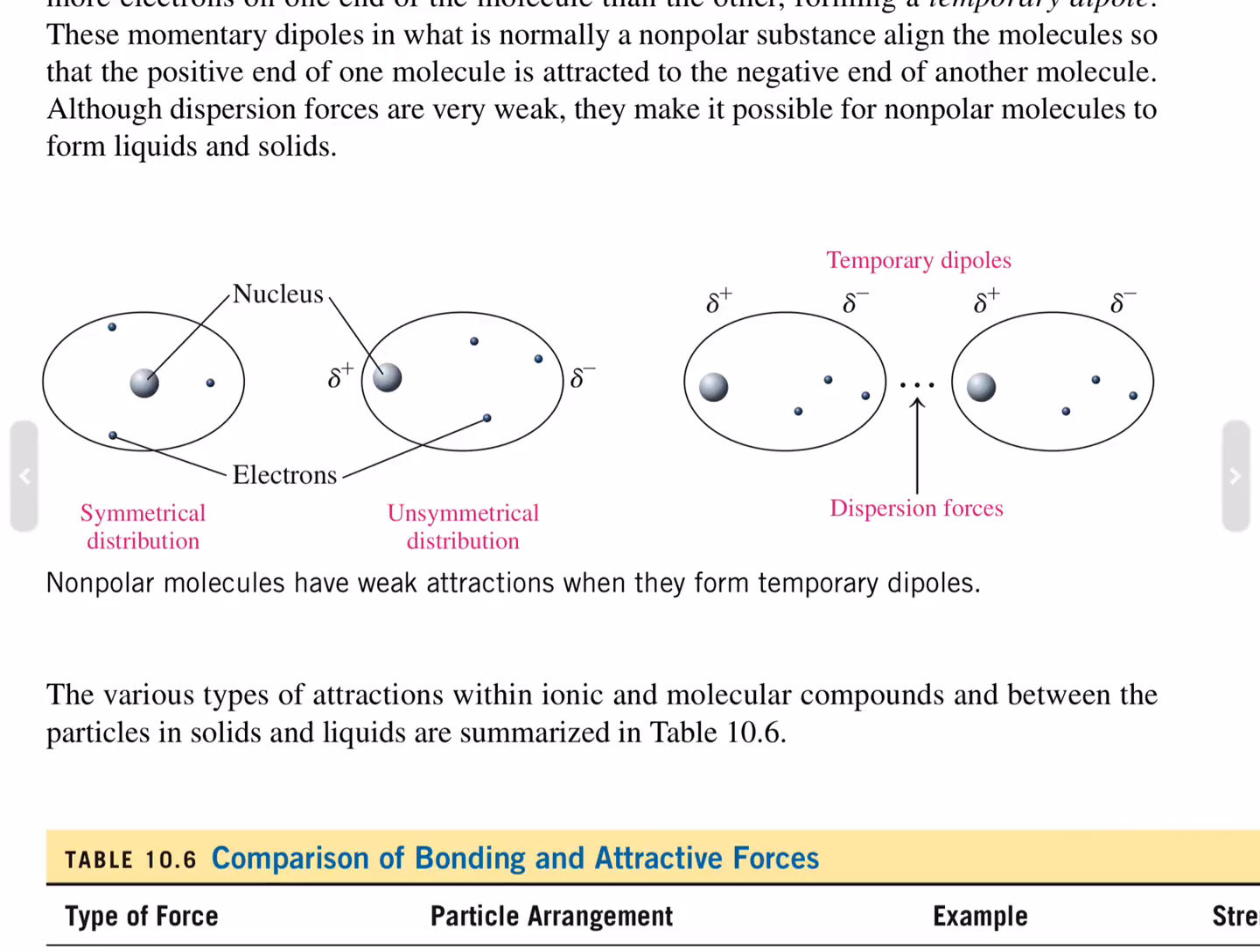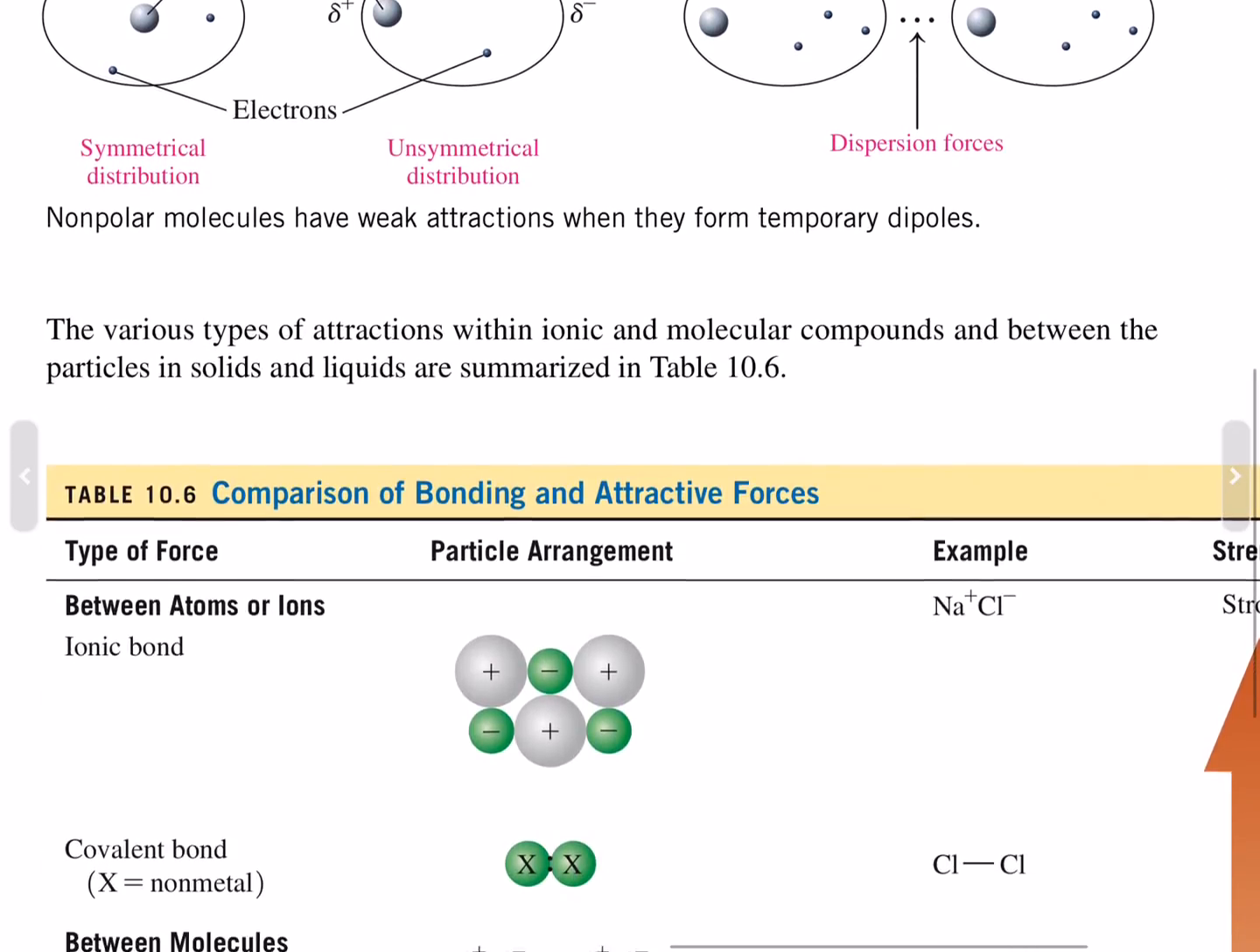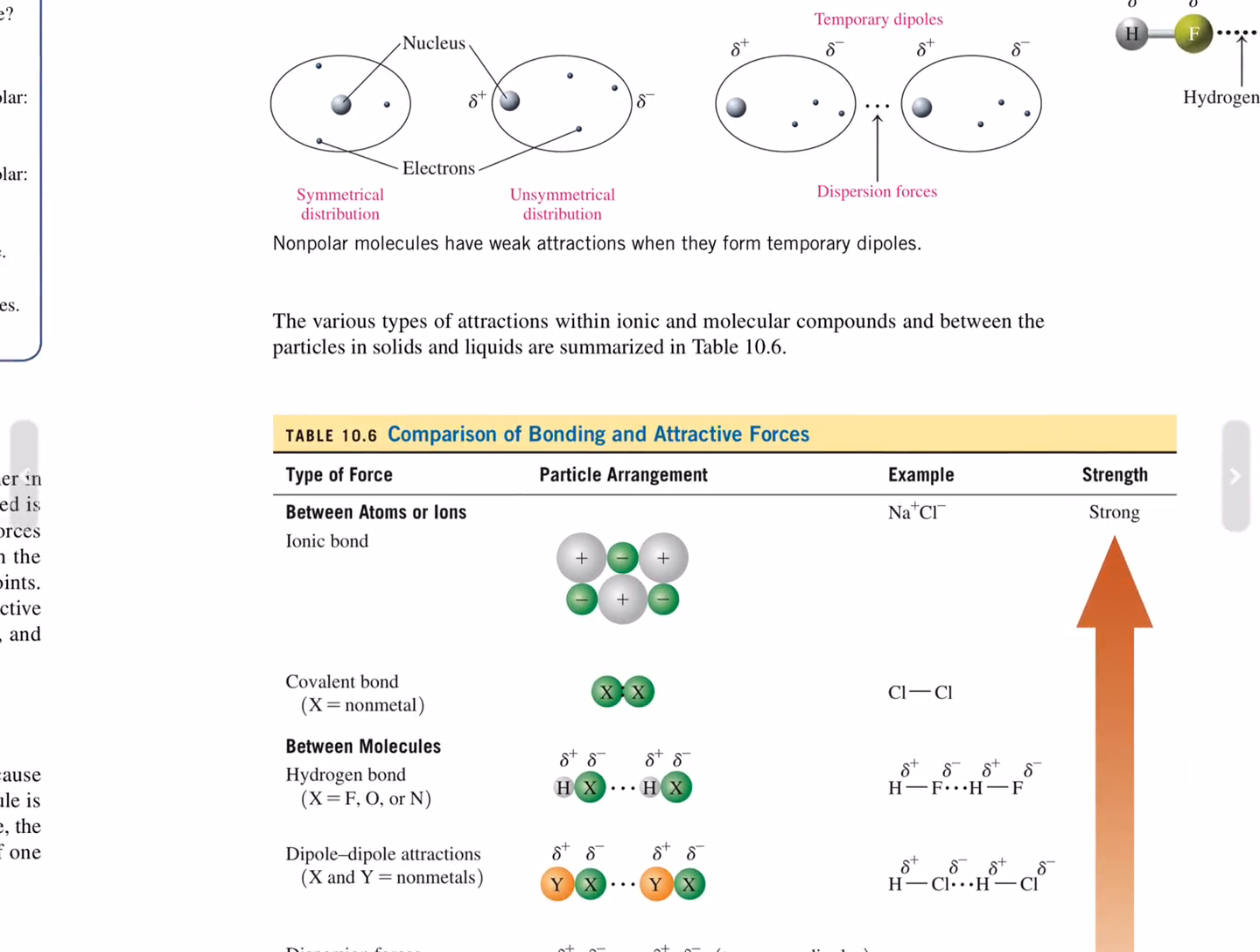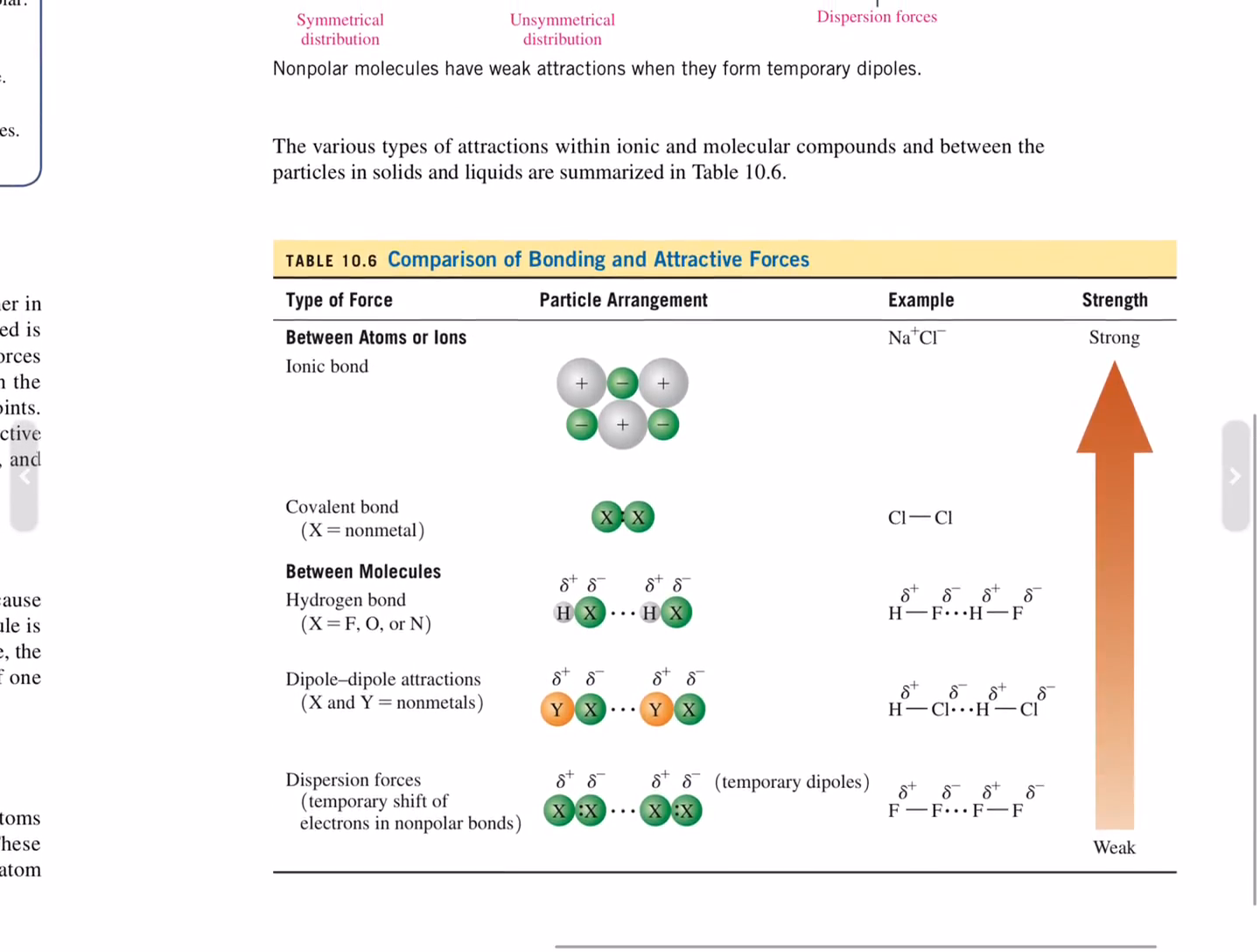The various types of attractions within ionic and molecular compounds and between particles in solids and liquids are summarized in Table 10.6. Comparison of bonding and attractive forces. Between atoms and ions, the ionic bond is very strong. Covalent bonds between nonmetals are strong but not as strong as ionic.